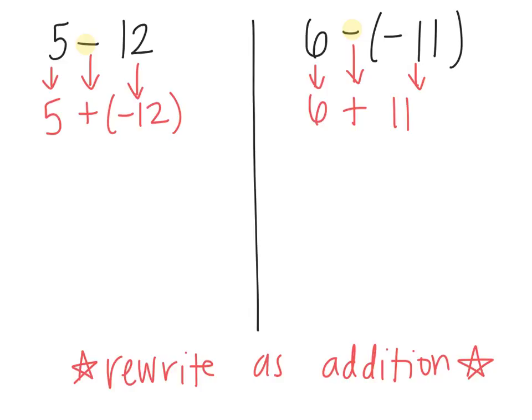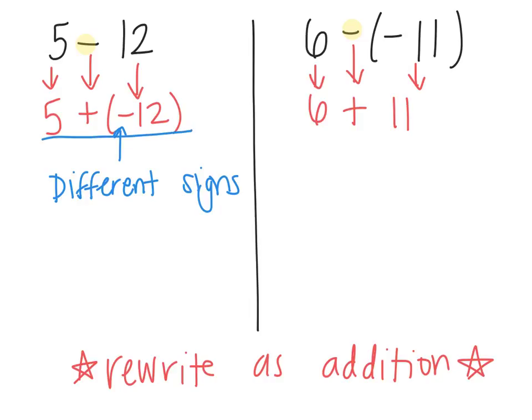Now that we have addition problems, we are ready to ask ourselves same or different signs. Looking at this first one, I see one negative. So these are different signs. You always want to look at the rewritten problem to tell if they're the same or different signs. So I'm looking at this, not the original problem. So these are different signs, which means I subtract.